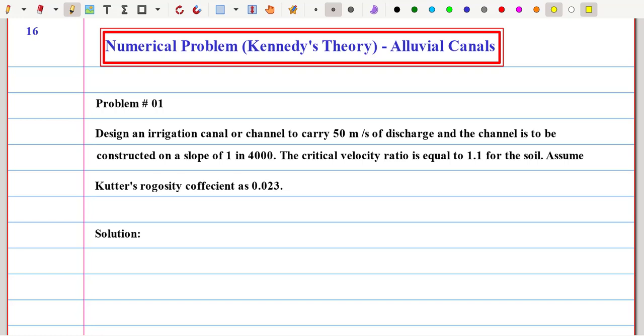We know that Chezy's equation tells us that actual velocity is equal to C under root R S. What is R? R is hydraulic radius. We already got it. S is slope. We have the value of slope, which is 1 by 4000. It is given to us. The only thing we need to find is C.